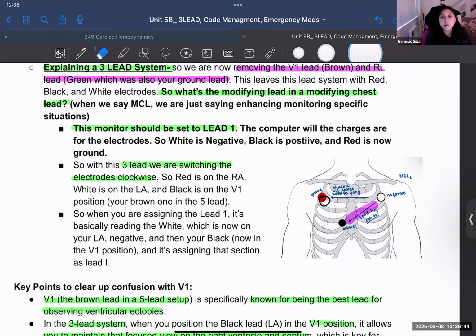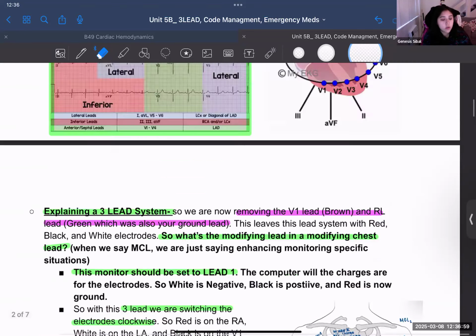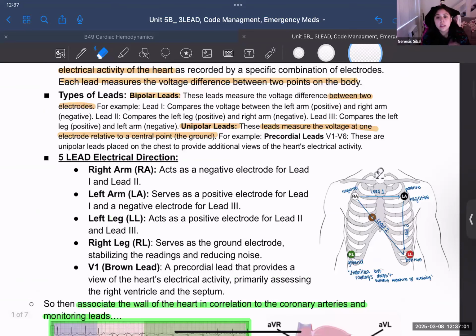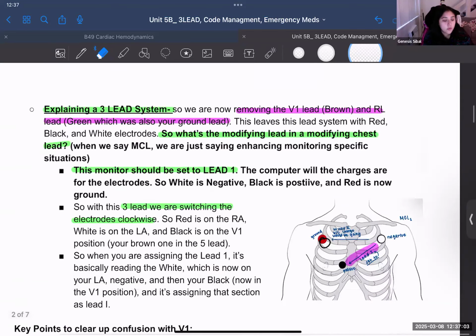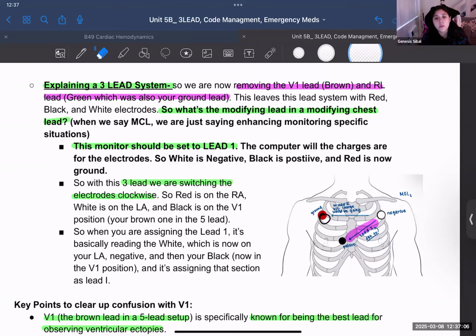So what is the modifying lead in a modifying chest lead? When we say MCL, we're saying that we're enhancing monitoring for specific situations. This whole thing is basically MCL1, but when we're asking what the modifying lead is, it should be lead 1. Over here, you have the ability to see lead 1, lead 2, lead 3. For this one in the 3 lead, you're only really going to be setting the monitor to lead 1, so the computer will then assign the charges. I forgot to type that in there for the electrodes.